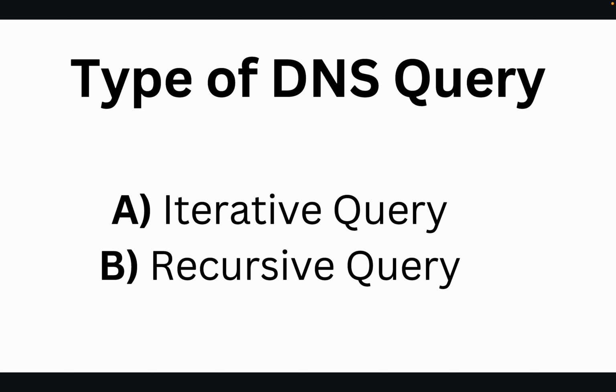In an iterative query, the DNS resolver sends a query to a DNS server, and the server responds with either the requested IP address or a referral to another DNS server that might have the information. The resolver then sends the same query to the referral DNS server until it either obtains the IP address or exhausts all the possible servers. While in recursive queries, the DNS server takes care of the entire process and the client only receives the final result. So let's talk about them in detail.